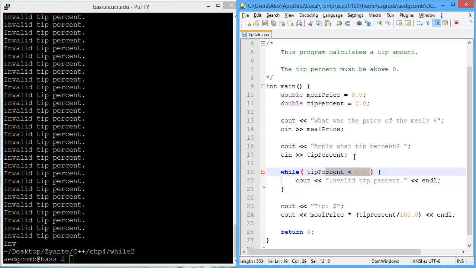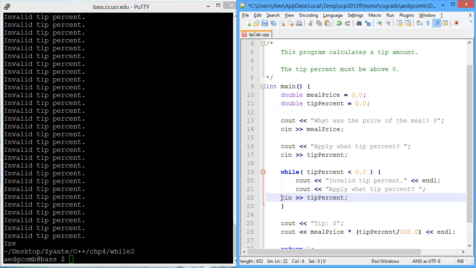So what do we need to do? We need to just ask the user once again to apply a tip percent. So we're going to get a new value stored into tip percent, so that when the while loop begins again, we have a new value. So let's take a look at how this works.